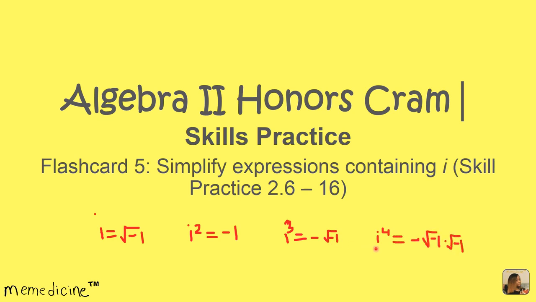And then we see that i to the fourth, which is really just i to the third multiplied by i to the first, is going to give us the negative square root of -1 times the square root of -1, which is going to be -1 times -1, which is the same thing as saying 1. Okay? So that's just a brief overview of some of the logistics you encounter when dealing with the imaginary number i.